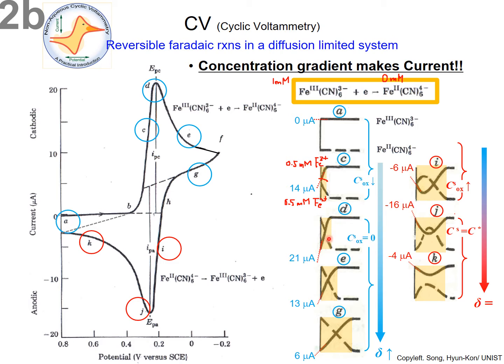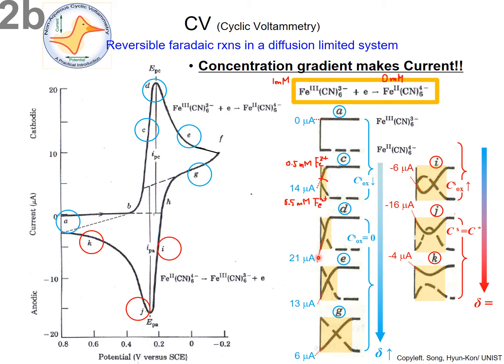So let me check the concentration gradient at the point D, I mean of the oxidized species Fe3+. Then the slope is increasing from this slope to this slope. So the current is maximized for the reduction process. This value is about 21 microampere here.